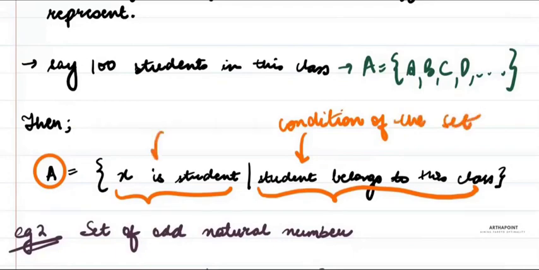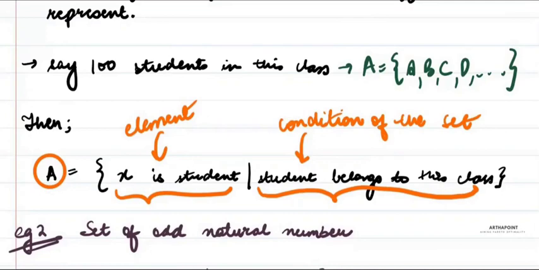And here I'm going to say the condition of the element. I have to make sure that anybody who is part of this set is a student, but I have to also ensure that that student belongs to my class. Only then it is a set of students who belong to my class.